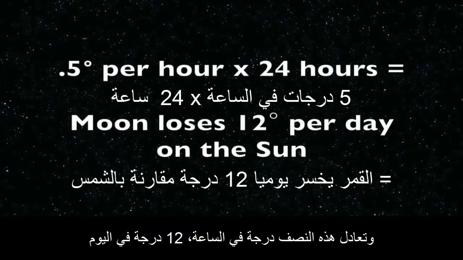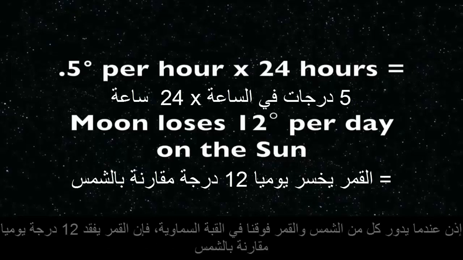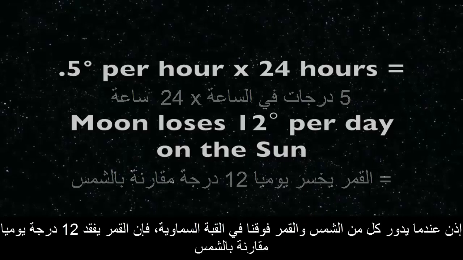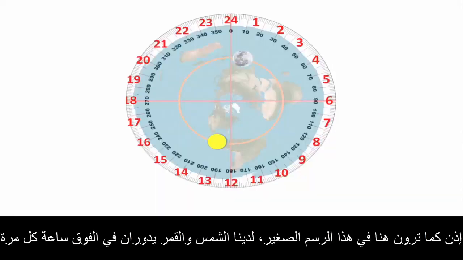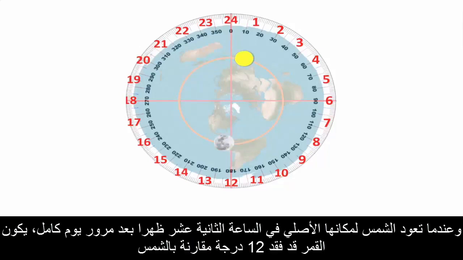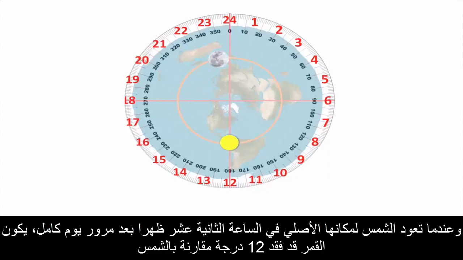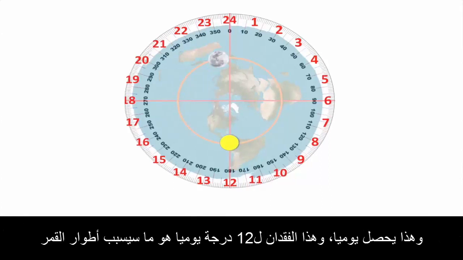So this half a degree per hour equals 12 degrees per day. So as the sun and the moon circle above in the firmament, the moon loses 12 degrees per day on the sun. And this 12-degree loss causes the lunar phases. As you see here in this little animation, we've got the sun and the moon circling above, 1 hour at a time. And by the time the sun gets back to its original position at 12 noon, after one full day has gone by, the moon has lost 12 degrees on the sun. And this happens every day. And this loss of 12 degrees per day is what's going to cause the phases of the moon.